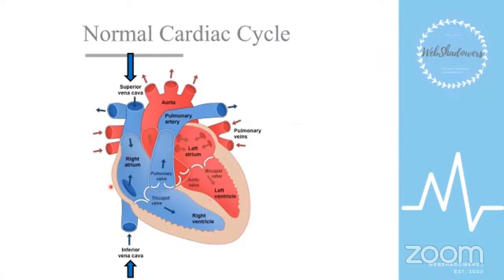We have two main sources of venous return to the heart: our SVC, also known as the superior vena cava, and the inferior vena cava. These both attach to the right atrium. From the right atrium, they then go through this valve, which is called the tricuspid valve, into the right ventricle.